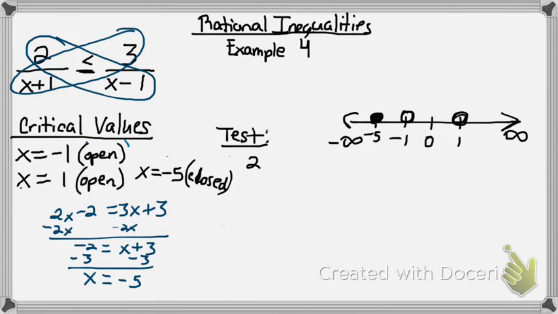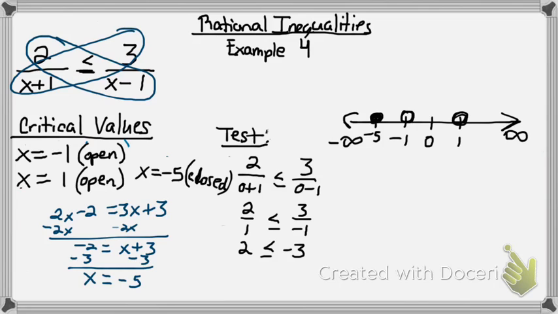So when I do that, I have 2 over 0 plus 1, less than or equal to 3 over 0 minus 1. So over here on the left side, I really have 2 over 1, which is 2, less than or equal to 3 over -1, which is -3. When I look at this statement, I have to ask myself, is 2 less than or equal to -3 true or false? This statement is false.